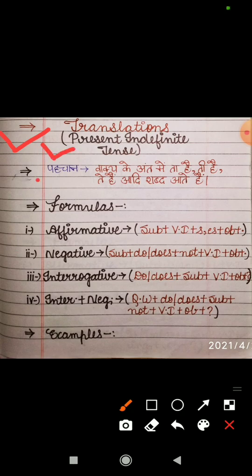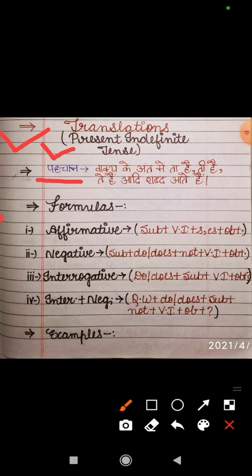How can we recognize present indefinite tense? If we read a sentence in Hindi, at the end of the words of present indefinite tense there will be words like ta hai, ti hai, te hai, etc. अगर हम प्रेजेंट इंडेफिनिट टेंस को हिंदी में पढ़ेंगे तो उसके अंत में जो शब्द होते हैं वहाँ पर ता है, ती है, ते है आदि शब्द आते हैं. So, formulas you can see.